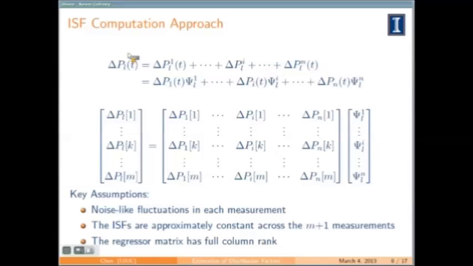So the key assumptions that we make in this setting are, first of all, that there are noise-like fluctuations in each of these values that we're trying to measure, and that the ISFs are approximately constant through all of these measurements, so that we're not seeing a giant jump, which would affect the minimization of the least squares. And finally, just a technicality, that this matrix here needs to be full column rank.